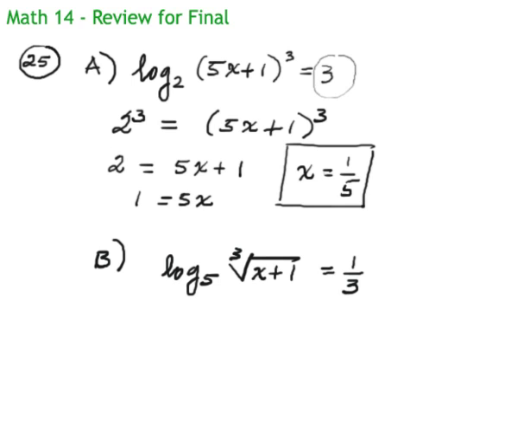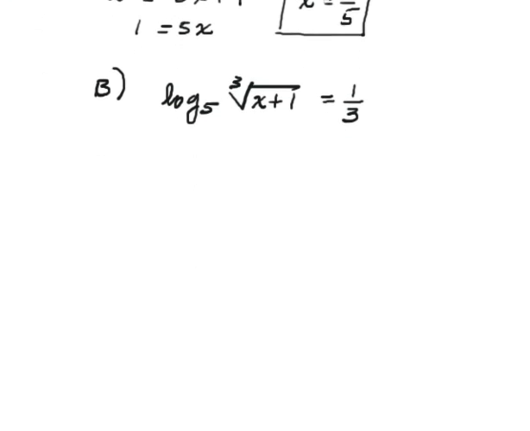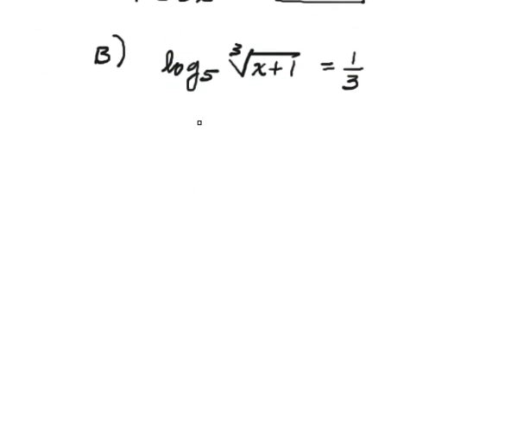Okay, let's look at the second log equation. We're going to do the same thing here. This is log base 5, and this is our log, or our exponent. This is equal to log, so this is an exponent. So I'm going to write 5 to the 1/3 is equal to this expression.